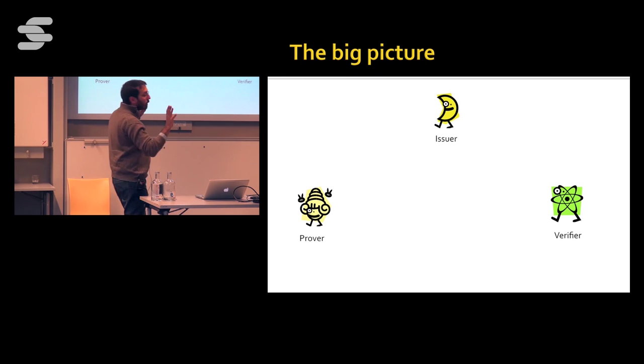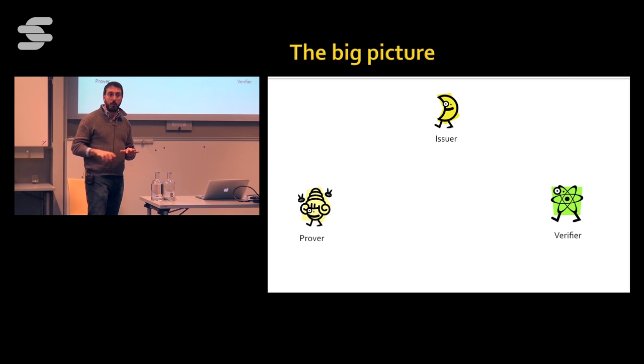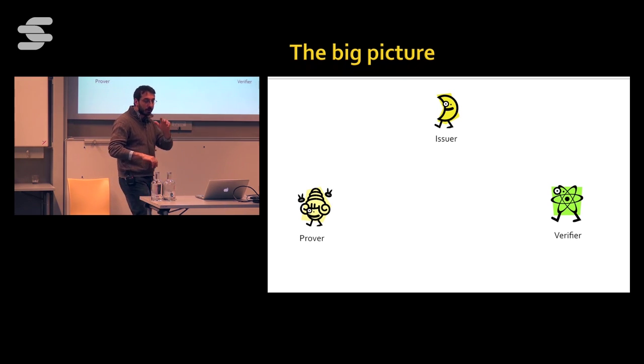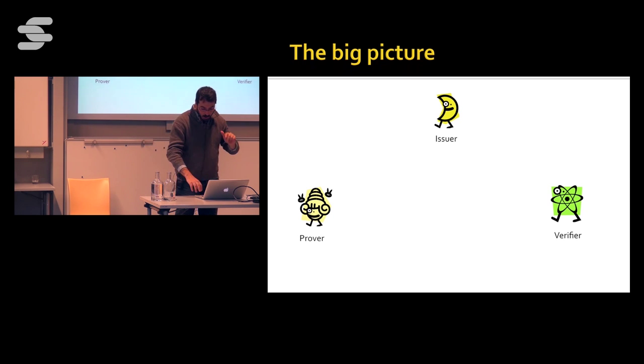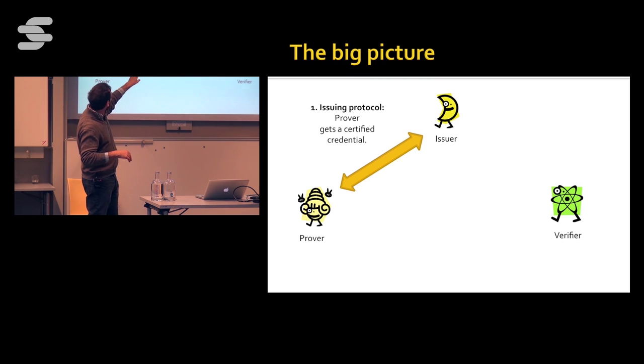So here is the picture of what I just described, just to make sure that we're all on the same page. That's the most important picture here. So we have the issuer, we have the prover, and we have the verifier. And this is how our protocols are going to proceed. First of all, there is going to be a protocol between the prover and the issuer, by which the issuer is going to give basically some credentials to the prover.